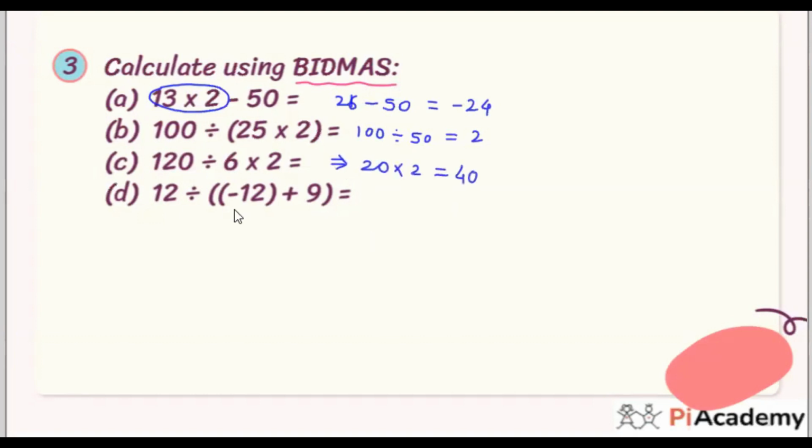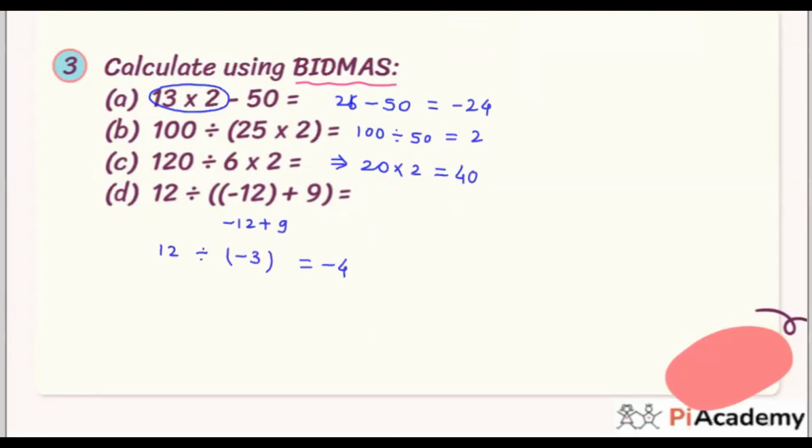And let's talk about the last. First, you are going to solve this bracket. So minus 12 plus 9, that is just minus 3. Now 12 divided by minus 3, if you do that, your answer is going to be minus 4. Very good, everyone who got these answers.